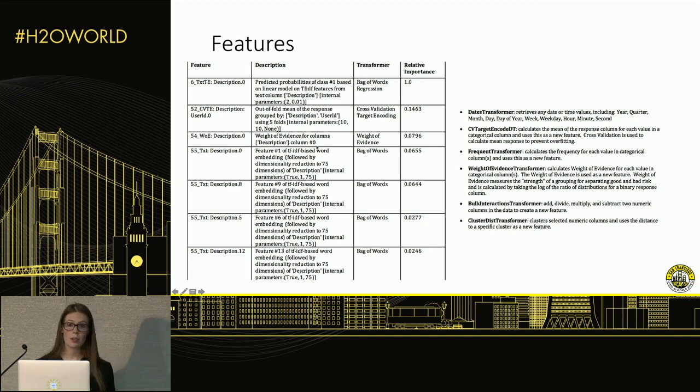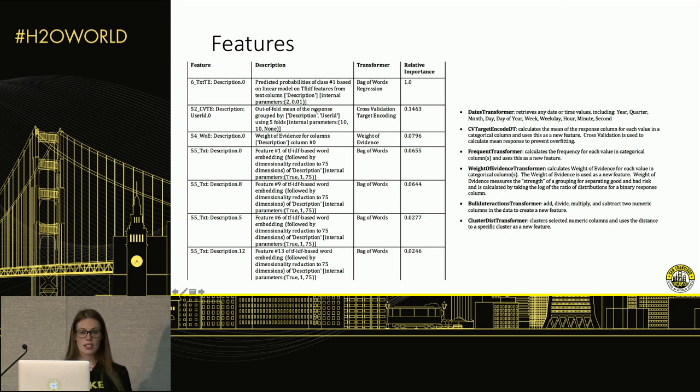You're not going to see all the transformers all the time. So if I don't have text data, I won't see text transformers described. If I don't have time data, I won't see time transformers described. So it's going to be custom in the document based on what your data set looks like. If it's not time series, I won't see any lag transformers.